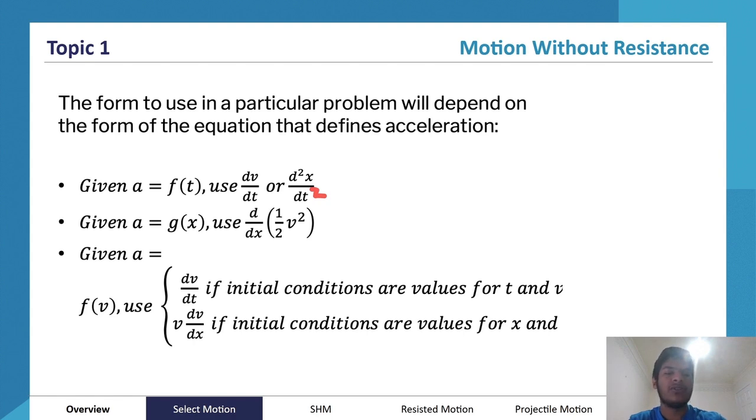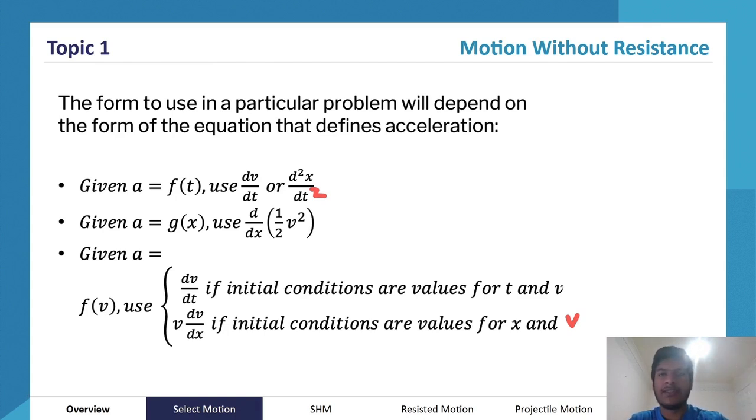And in that case, we use dv dt if the initial conditions are in terms of t and v. So that is, if we say initially the particle is at rest, or if we say something along the lines of at t equals 5 seconds, the particle is traveling at 10 meters per second. If we have some initial conditions in terms of t and v, then we use dv dt. Otherwise, if you have initial conditions in terms of x and v, then we would use v dv dx.